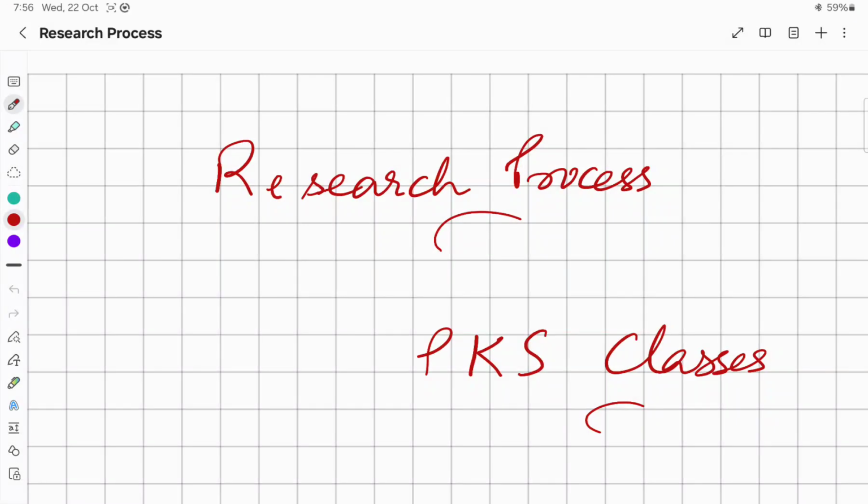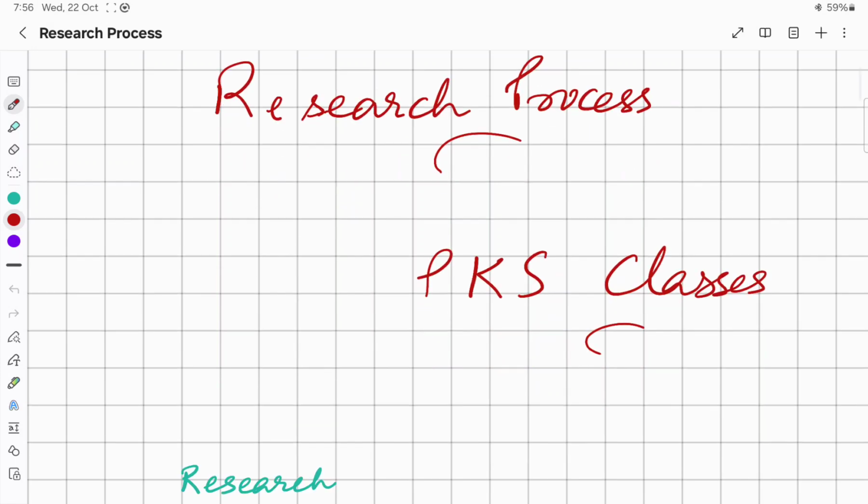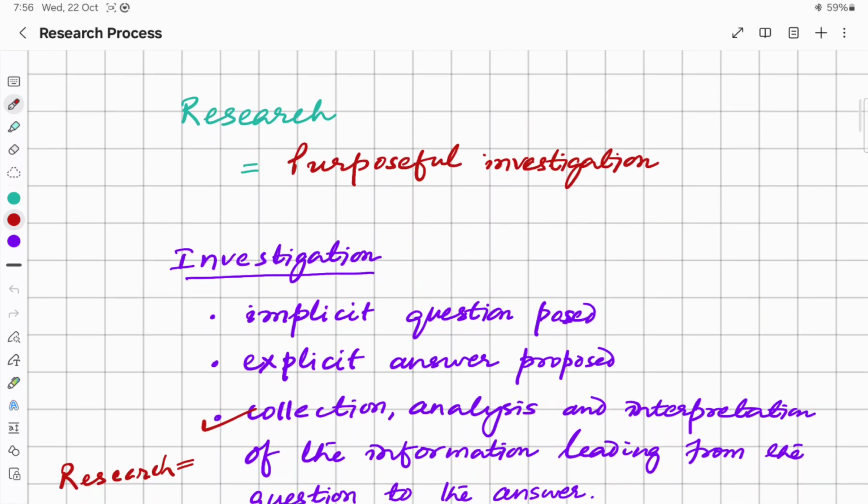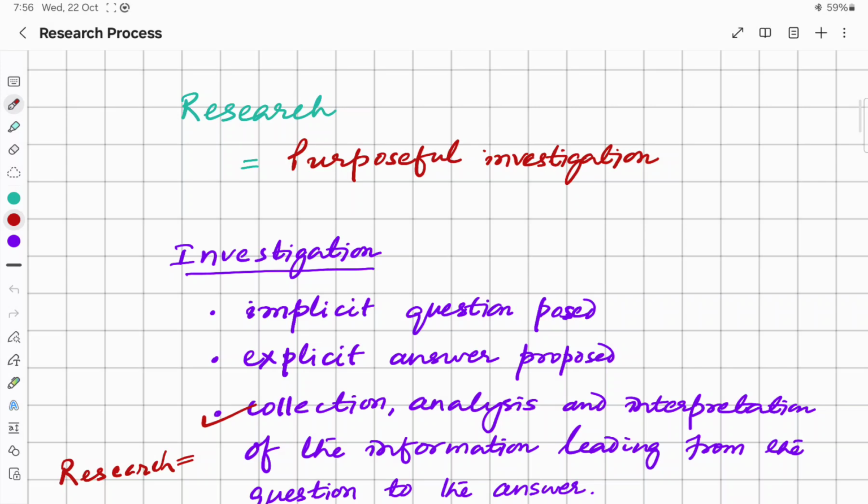Today we will study the research process. So, research: we can divide it into two words. One is "re" and the other is "search". Search means investigation, and "re" means again. So, what is there? We need to investigate for a purpose. So we can say that research is nothing but purposeful investigation.